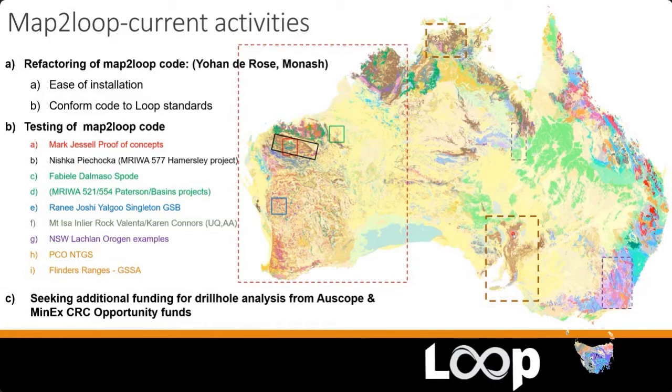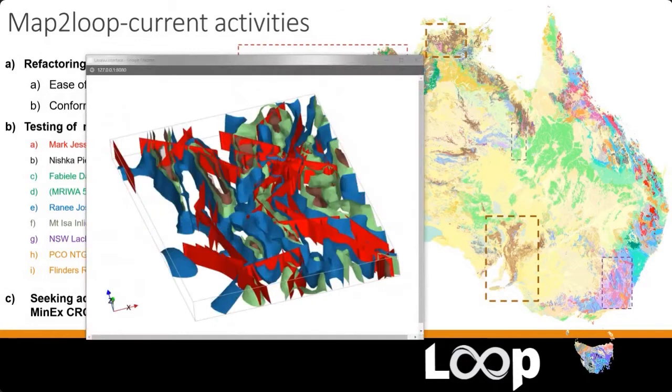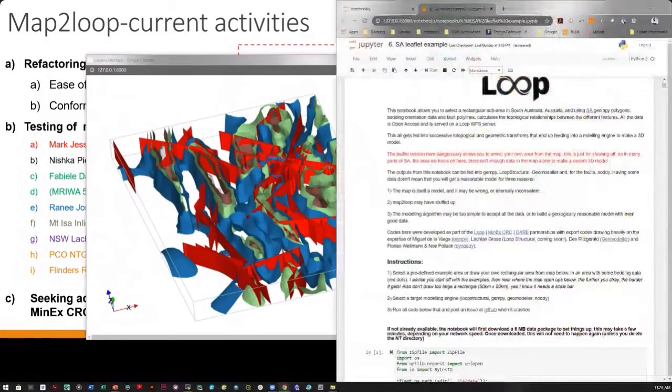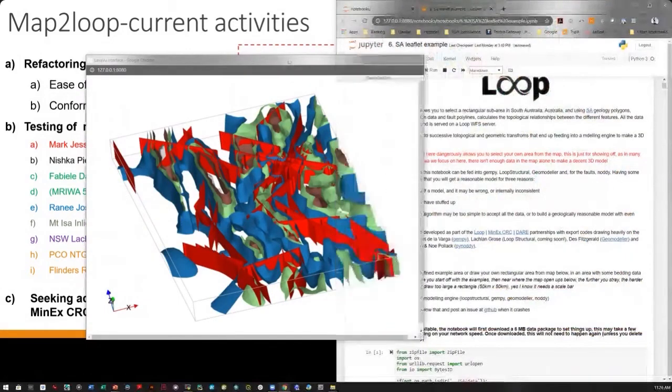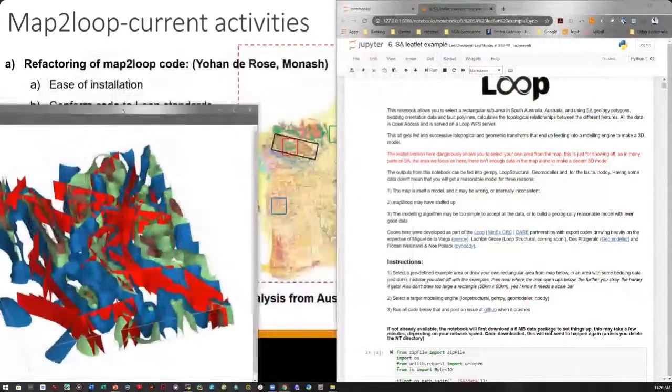But I'm going to show you an example based on files that I've downloaded on my computer. So we're using a shapefile for the geology and a shapefile for the structural measurements. And we're going to feed those into map-to-loop and then analyze the different results. So let me bring the window up. So this is here a Jupyter notebook. I'm going to hide the model for now.